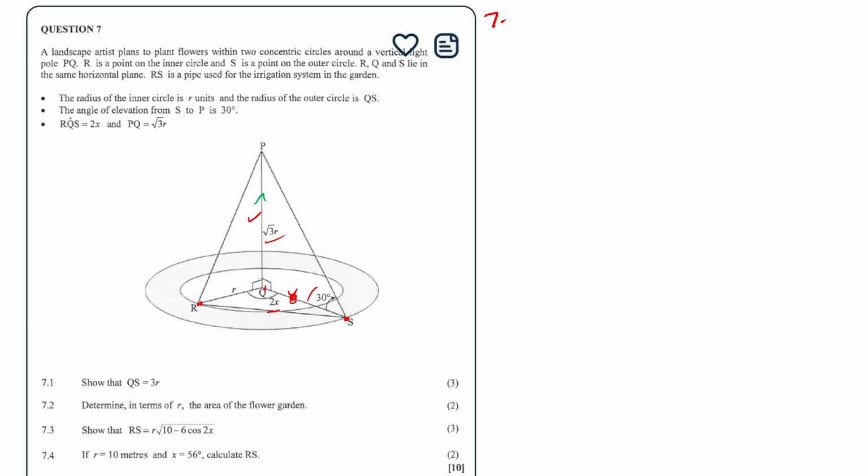Determine, in terms of r, the area of the flower garden. So we have the area of the smaller circle and the area of the larger circle. Therefore for 7.2, the area is equal to the area of the large circle, and then we minus from it the area of the smaller circle. Therefore we'll find the area of the flower garden. This is the flower garden. So we minus the area of the smaller circle from the area of the larger circle.